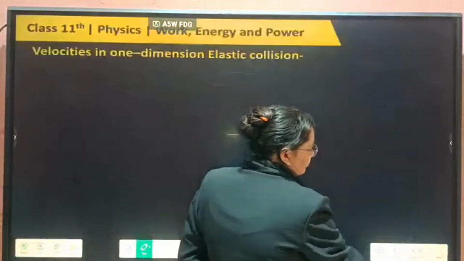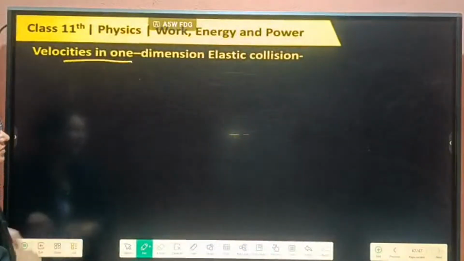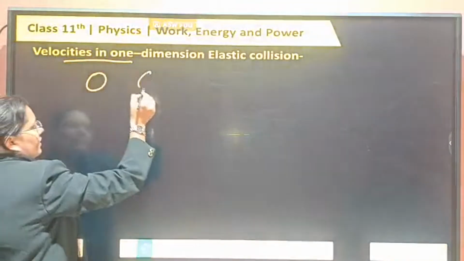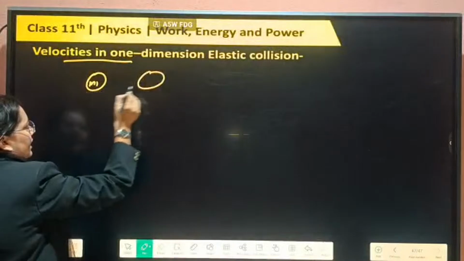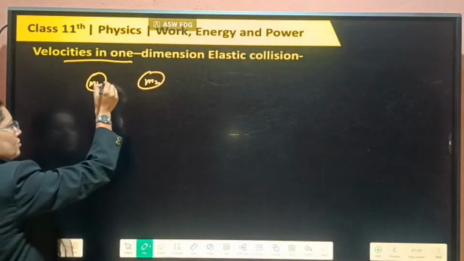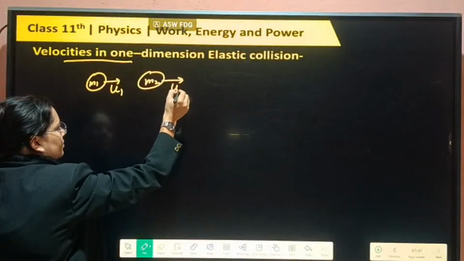So next we will find the elastic collision. How can we find the velocity in the elastic collision after this collision? Here let us take two masses. We are taking m1 and the second mass m2. Then the initial velocity of this mass, let us take u1. After some time its velocity becomes v1.